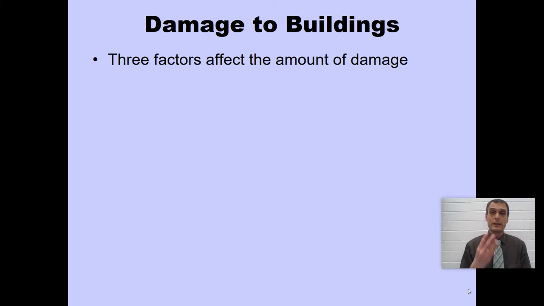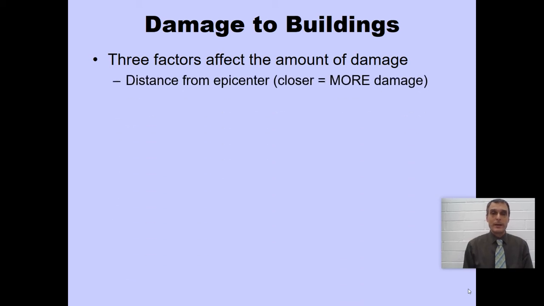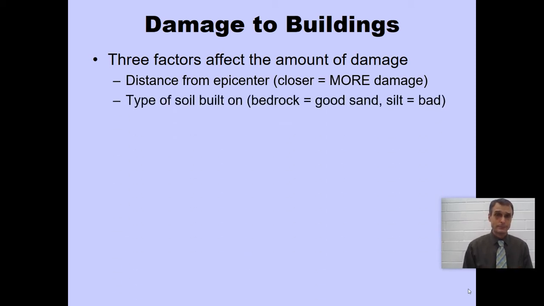All right. So there are three things that can increase damage to a building during an earthquake. And number one is the distance from the epicenter. If an earthquake happens in Japan, we don't worry about it here, but people who live in Japan do because they are a lot closer to it. So the closer you are to the epicenter, the more damage there is, because we know at the epicenter that's where the strongest shaking occurs.